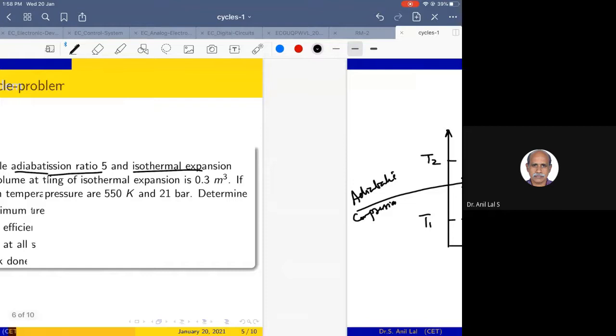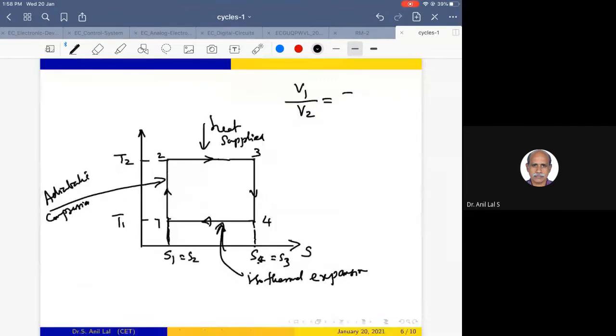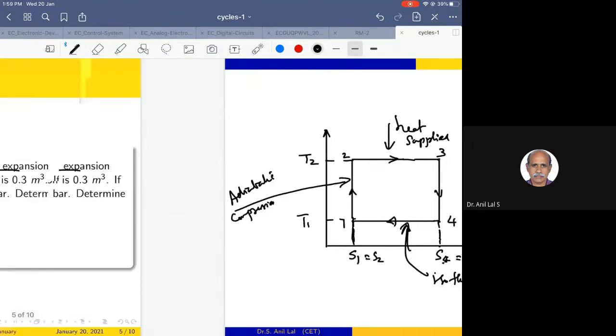So what is the volume after expansion? The volume after expansion is V1, the volume before expansion is V4. This ratio is equal to 2, and the other is equal to 5. So these are the two data. You should be able to write V1 by V2 is equal to 5 and V1 by V4 is equal to 2, like that, from the given data.